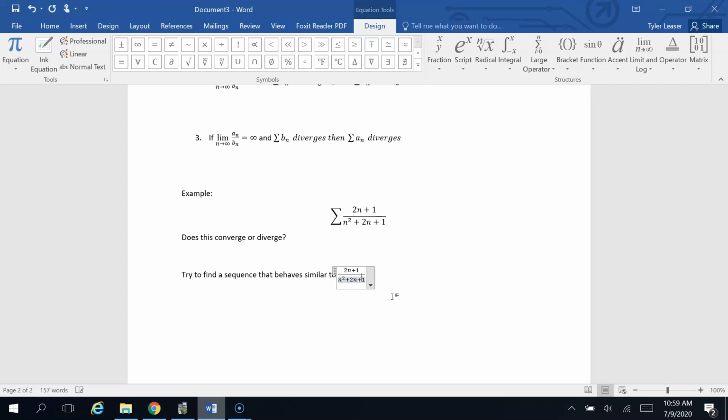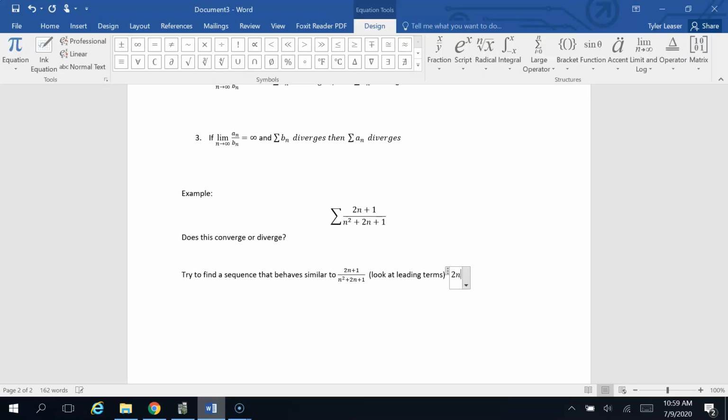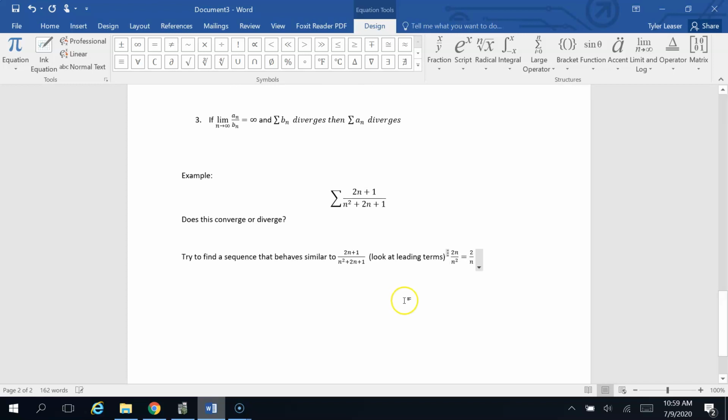Almost always when you're looking at behavior, you're looking at the leading terms. So we can ignore the 1 on the back of this numerator, and we can ignore the 2n plus 1 in the denominator. Because when we do plug in big values for n, the n squared is going to take over. So if we're just looking at leading terms, what we end up getting is just 2n over n squared. That simplifies down to be 2 over n.